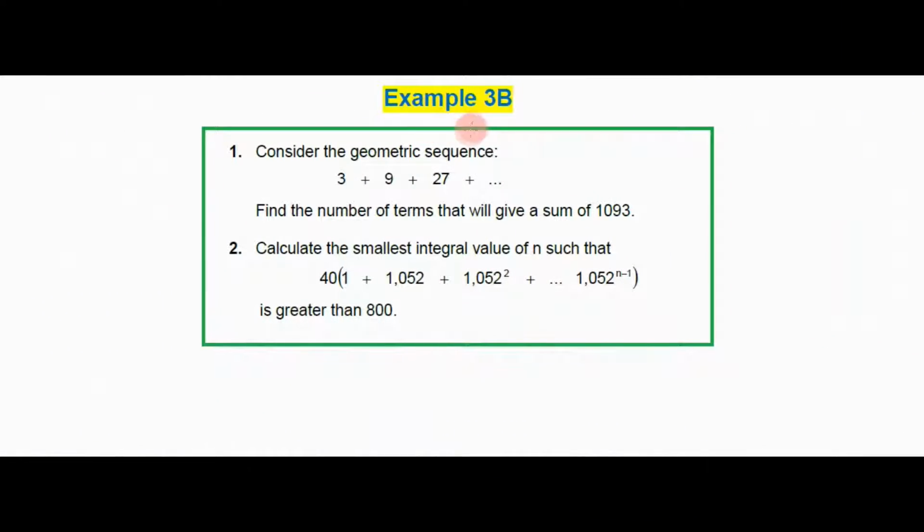Example 3b deals with finding the number of terms, and in the first question it says, consider the geometric sequence 3 plus 9 plus 27, etc. Find the number of terms that will give a sum of 1093. So let's have a look at it.